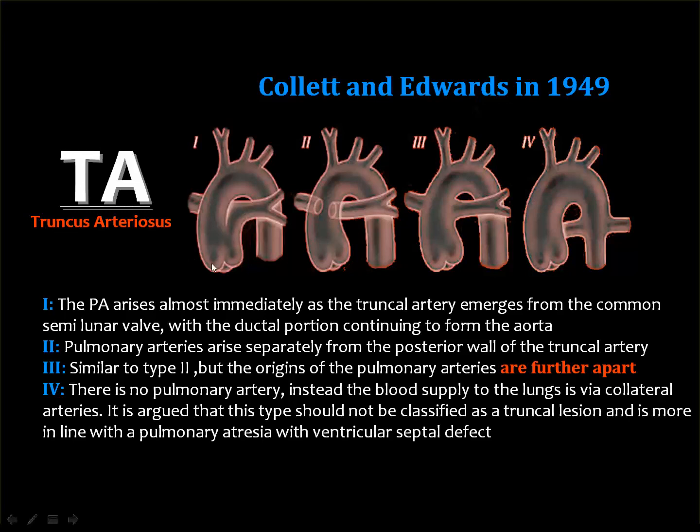Either the two arteries are united at their root, or you can see absence of the trunk of the pulmonary artery, and the right and the left pulmonary arteries are originating directly from the aorta, and this is another configuration, and another configuration.